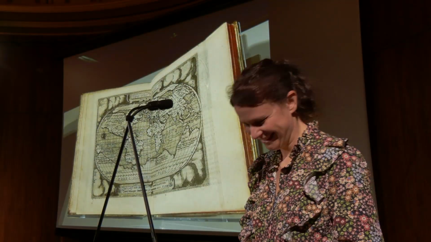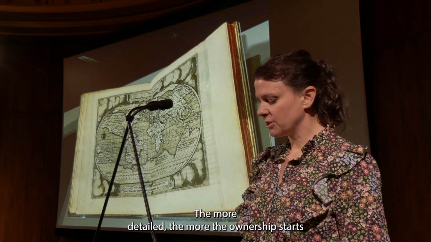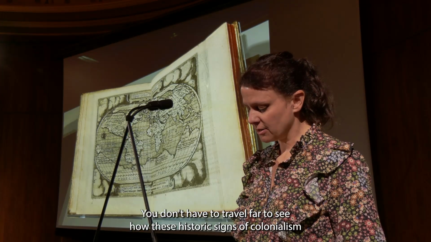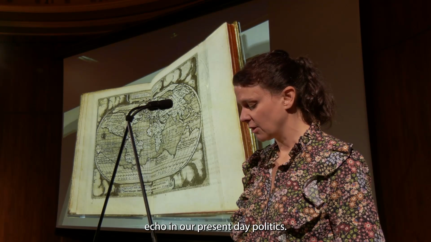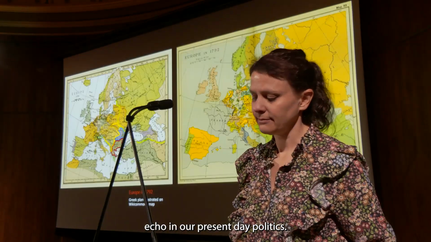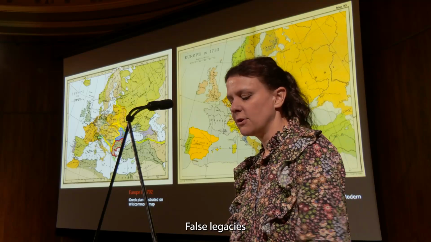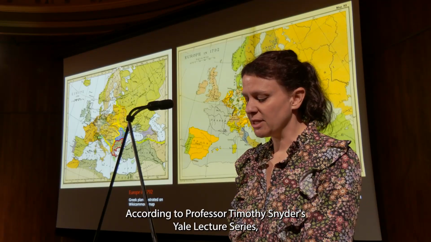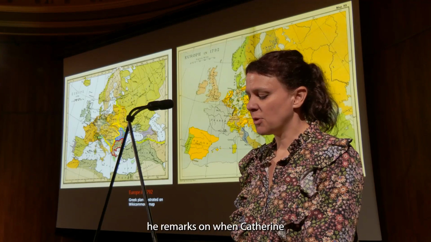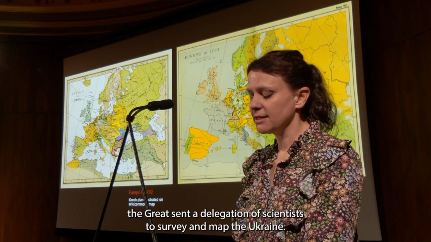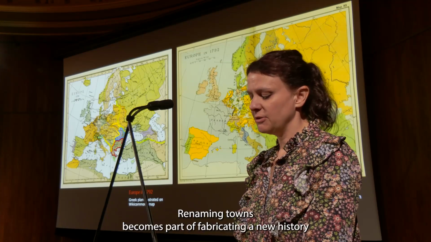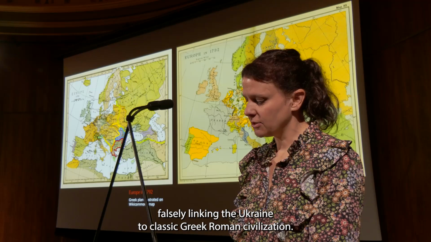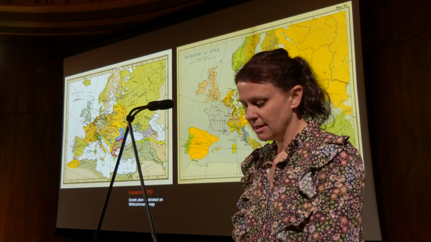We do love maps. The more detailed, the more the ownership starts to slip into the hands of the cartographer and their investors. You don't have to travel far to see how these historic signs of colonialism echo in our present-day politics. False legacies have a habit of denting the integrity of history. According to Professor Timothy Snyder's Yale lecture series, he remarks on when Catherine the Great sent a delegation of scientists to survey and map the Ukraine. Renaming towns becomes part of fabricating a new history, falsely linking the Ukraine to classic Greek-Roman civilizations.